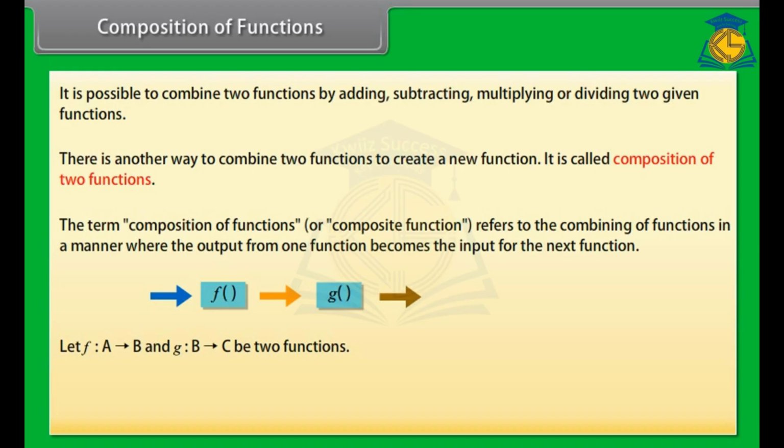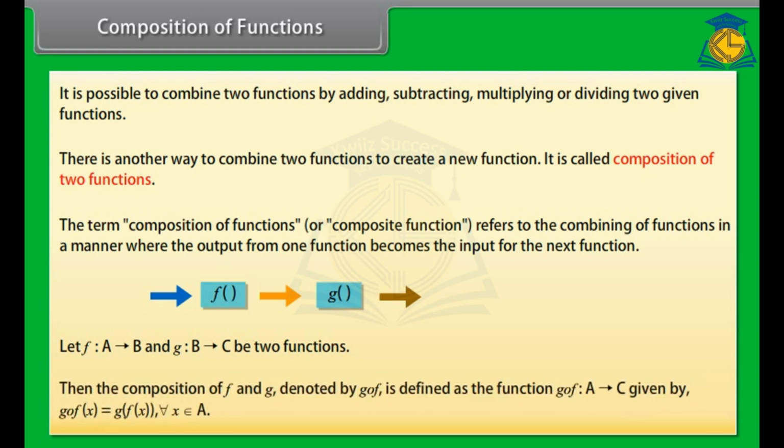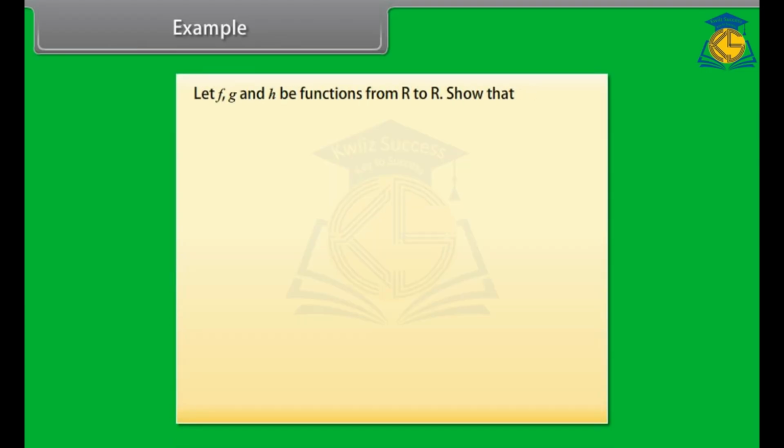Let function f from A to B and function g from B to C be two functions. Then, the composition of f and g is denoted by g of f is defined as the function g of f from A to C given by g of f of x is equal to g of f of x for each x belongs to A. Example. Let f, g and h be functions from R to R. Show that f plus g of h is equal to f of h plus g of h.